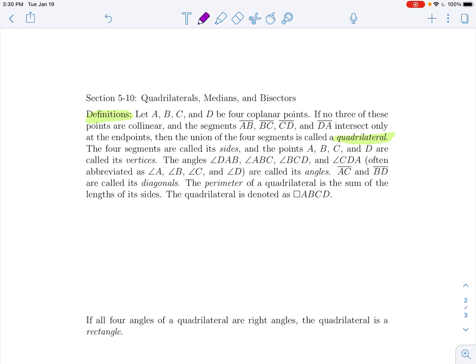But the idea is we're going to let A, B, C, and D be four coplanar points, and no three of them are collinear. All right, so maybe I have an example like this. So you'll notice that no three of these points are on the same line, but they're all in the same plane. And if I look at the segments, the segment AB, the segment BC, the segment CD, and the segment DA, they only intersect at those 4 points, A, B, C, and D. They don't crisscross each other in the middle.